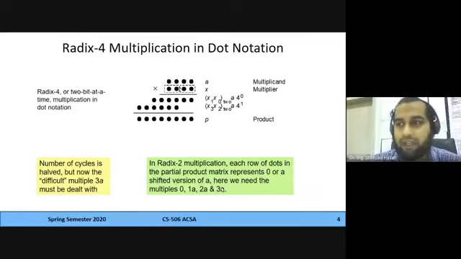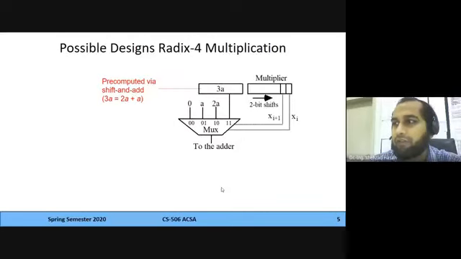This is what we have discussed: the number of cycles is halved, but there is a difficult multiple, which is 3a, and it should be computed first before you start your multiplication process. No hardware unit can compute 3a as simply as 1a or 2a or 0. Those are easier operations, but 3 is a little more difficult, so you perhaps need a special operation for that. This is one way to do that.